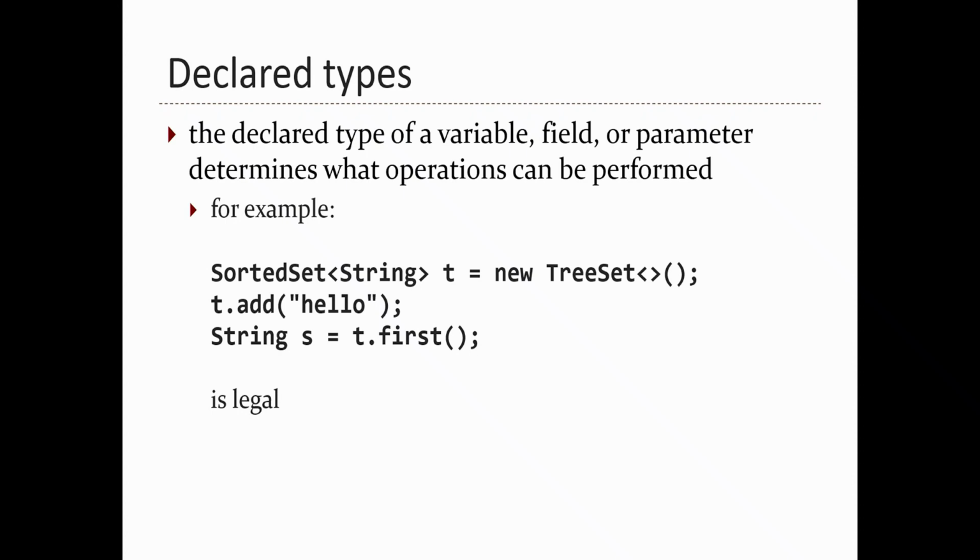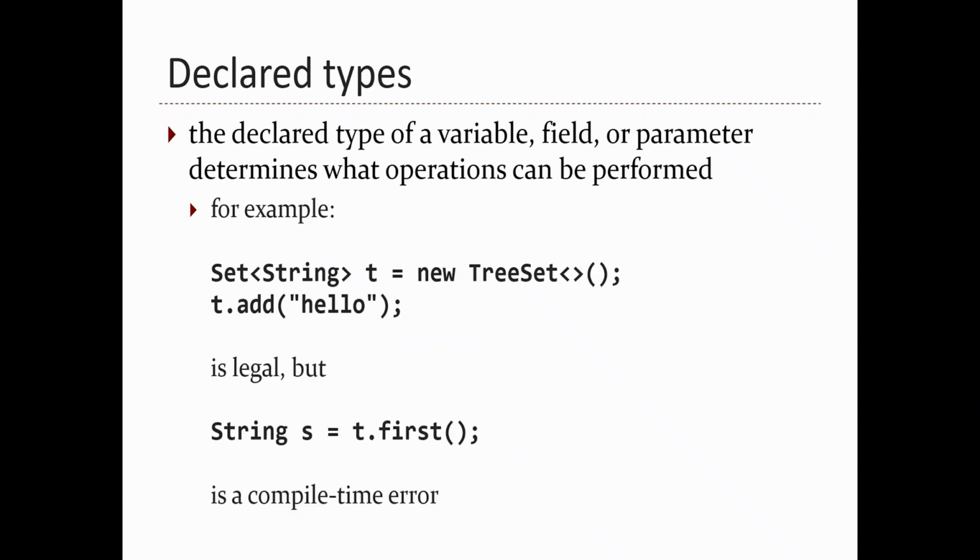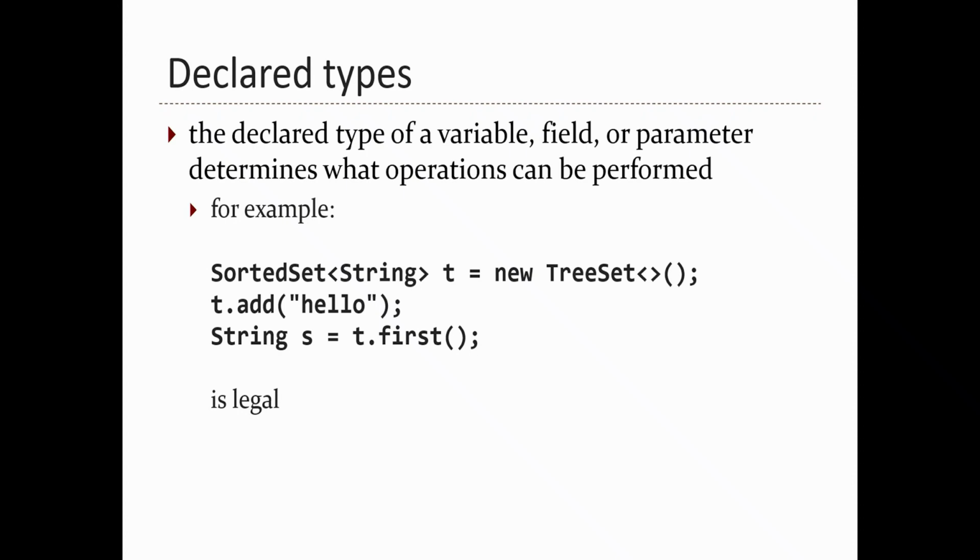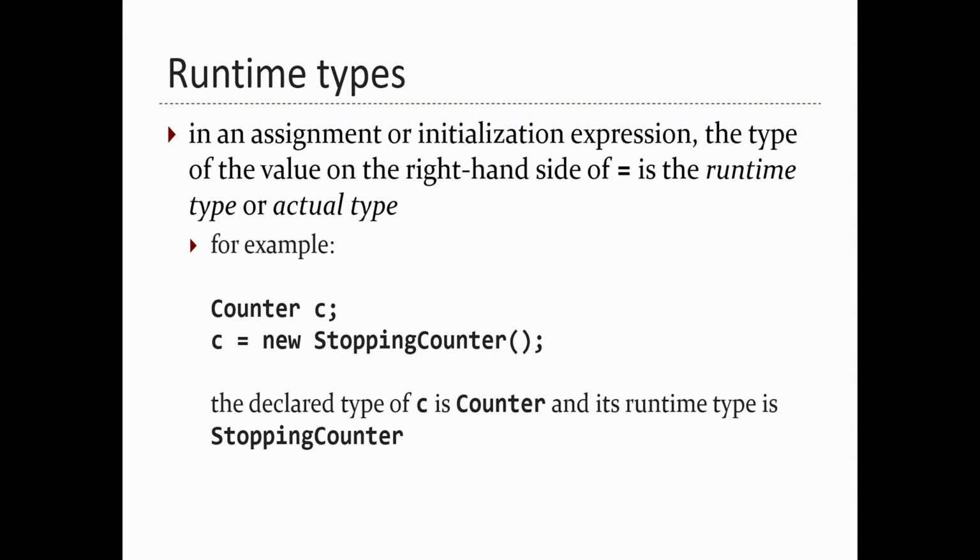If you change the declared type, so if I say that T is actually a SortedSet, then calling first is no problem. SortedSet is another interface. It's the interface that TreeSet implements in addition to the Set interface. So sorted sets are just sets that are sorted, and the SortedSet interface declares the first method. So here you can use first now. Anybody have any questions about declared types?